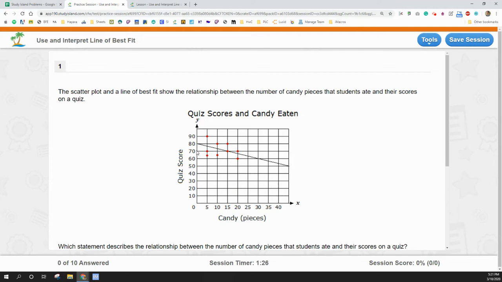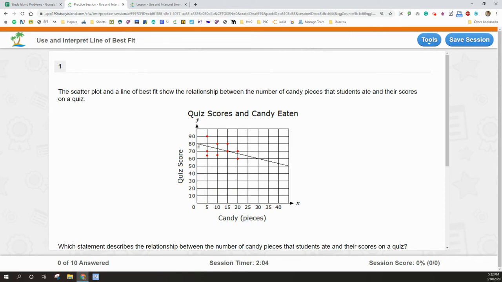Well, if I go down one space and then over 3 spaces, it goes through another grid point. Now this grid point is (15, 70). That's 15 for the x-coordinate, candy pieces, and 70 for the y-coordinate, quiz score. So this point represents 15 candy pieces and a quiz score of 70. I can double check that that was a good slope, going down 1 and over 3, by going down 1 and over 3 again. And sure enough, I end up at another grid point, and down 1 and over 3 again. So the slope of the line of best fit will tell us a lot of information.